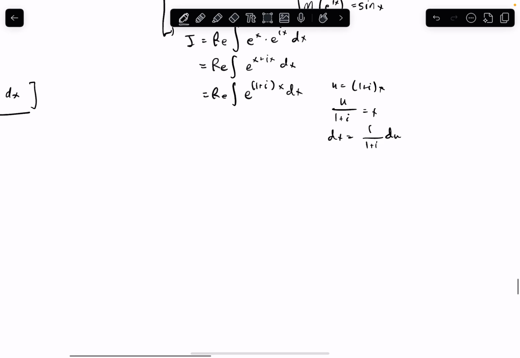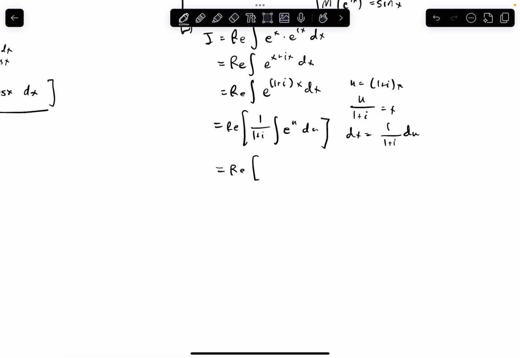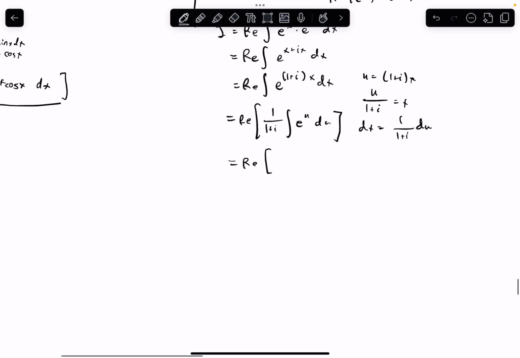Okay? So this is equal to the real part of the integral. Actually, we'll move this constant out right here: the real part of 1 over 1 plus i, times the integral of e to the u du, okay? This is equal to the real part of, if you integrate e to the u, we'll just get e to the u, okay? And u is going to be (1 plus i)x. So we get e to the (1 plus i)x over 1 plus i.